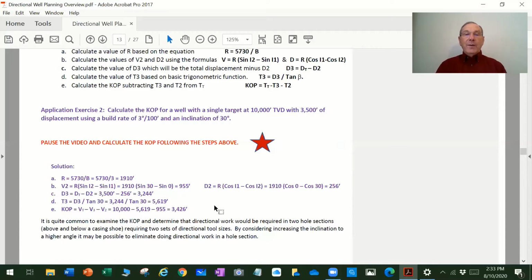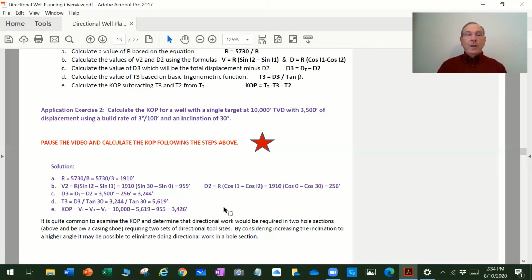But what if my casing point was at 4,000 feet? In other words, if my casing point is 4,000 feet, it's going to require me to do directional work above and below the casing shoe in 2 different hole sizes. So for this example, I might consider using an inclination higher than 30 degrees, maybe say 35 degrees.